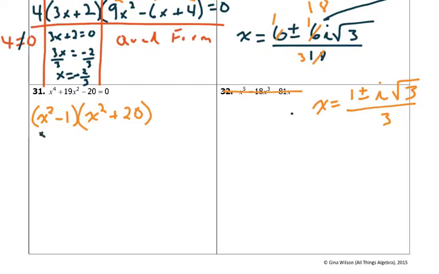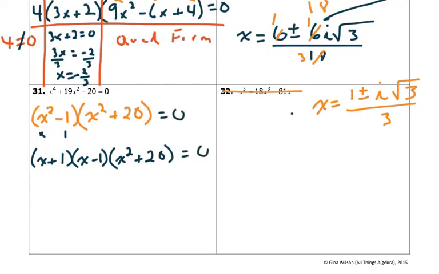So x and 1 for the difference of squares. So it's x plus 1, a plus b, x minus 1 times a minus b, right? And then we're left with x squared plus 20. Nothing we can do with that. And this is all equal to 0. We should make sure we have that there. Okay, let's make our little chart. Give myself some space there.